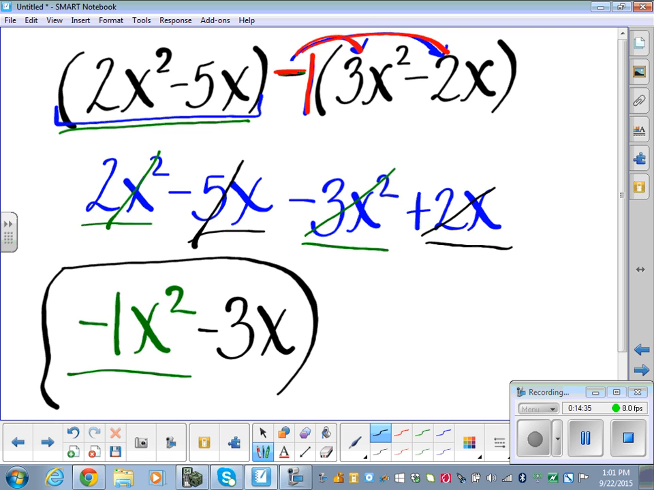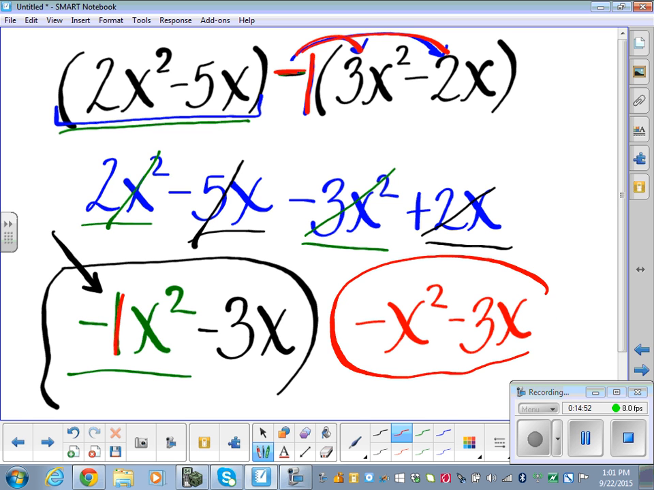Now keep in mind, you're not going to see the answer written with this 1. How they'll write this final answer would be negative x squared minus 3x. Because we know it goes without being said that that 1 is there. They won't write it because we're in advanced math now. So I would really strongly encourage you to go back through and in final answers, if you ever have a 1, not to write it, because we know it goes without being said that there's that 1 there.